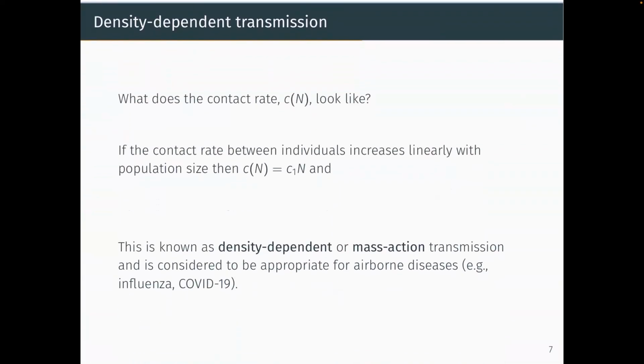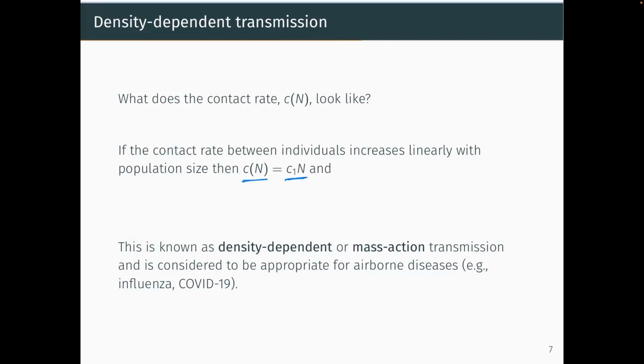So this is an example of density-dependent transmission, because as the densities increase, the transmission rate will also increase. We can think of that in terms of our contact rate C of n. If the contact rate between individuals increases linearly with population size, then we can write C of n as just some constant, I'll call it C1, times the population size n.